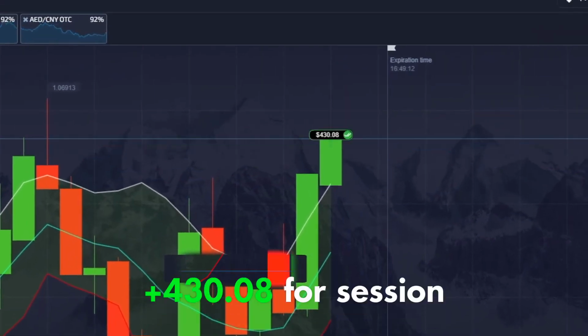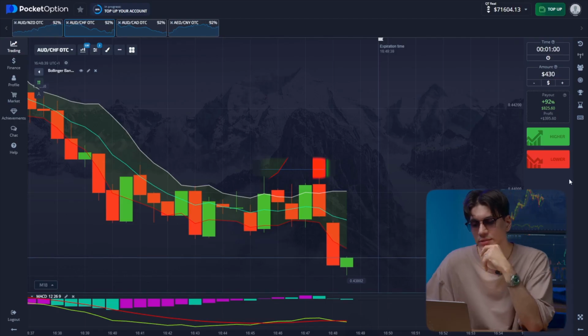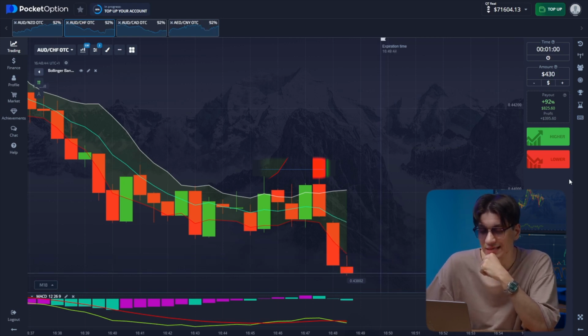Smart technical analysis is the greatest support for success in trading. My deposit has increased again. Let's trade the Aussie-Swiss pair. Investment 430. Predicting an upward move. Hitting the button.